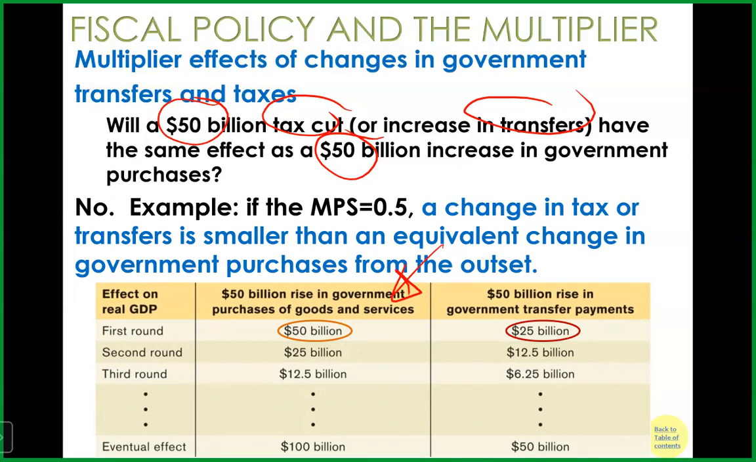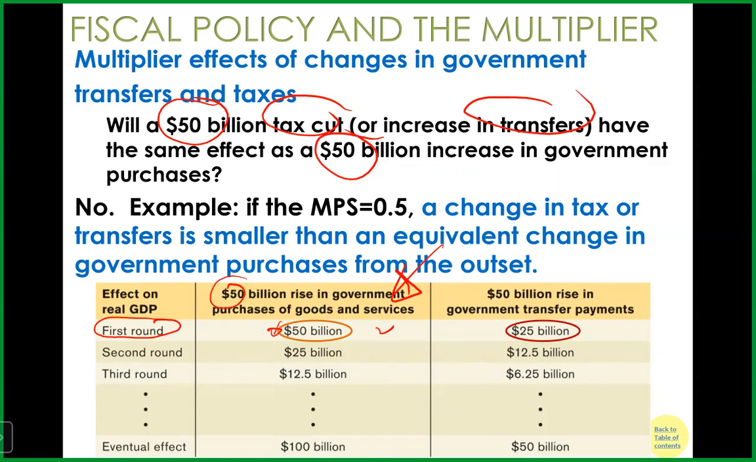What would be the impact on the real economy? In the first round, this 50 billion immediately becomes aggregate demand. GDP immediately increases by 50 billion. This is the first step.